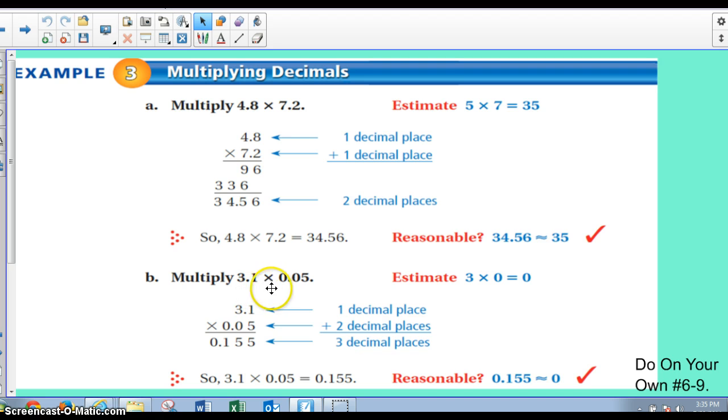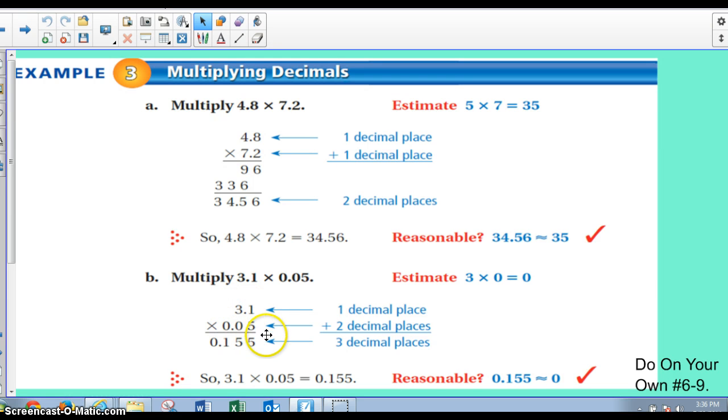Multiply 3.5 times 0.05. So here we have 3.1. Here we have 0.05. Now in multiplication, it's key to know that you do not line up your decimal places. And if you need to write this down somewhere, please do. You need to line up your decimal places in adding and subtracting. You do not need to line them up in multiplication.